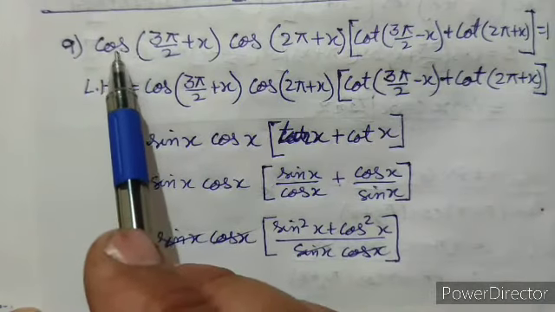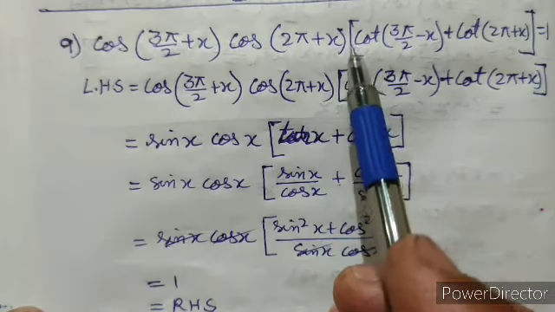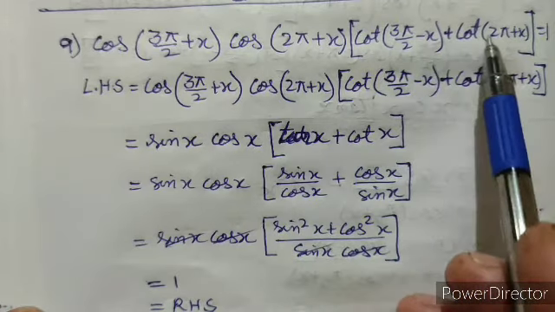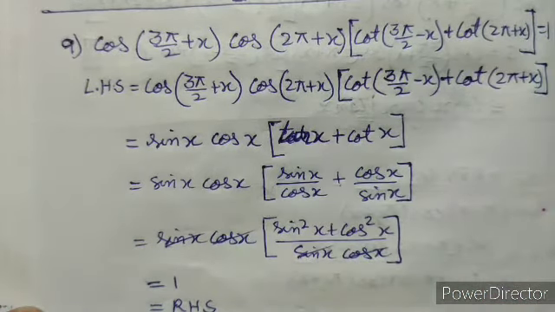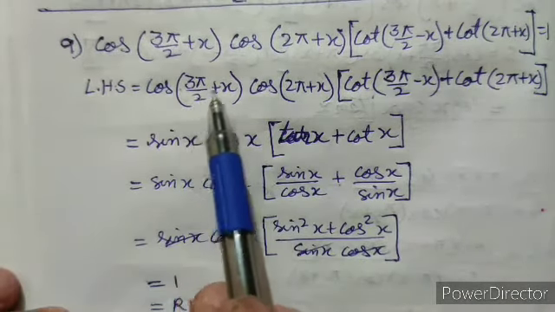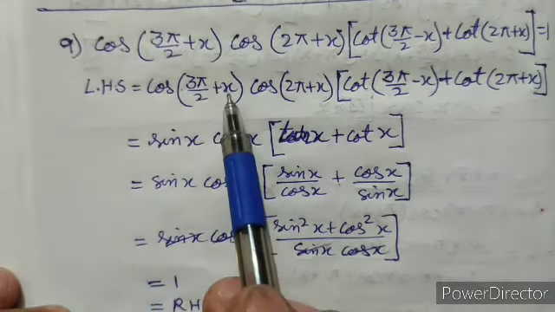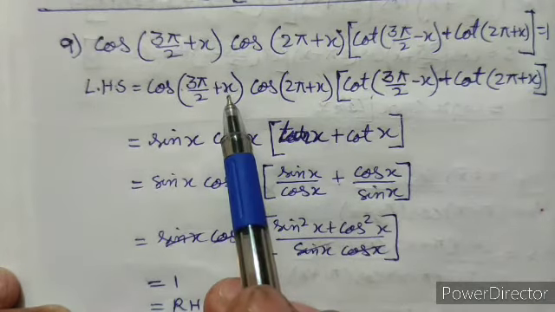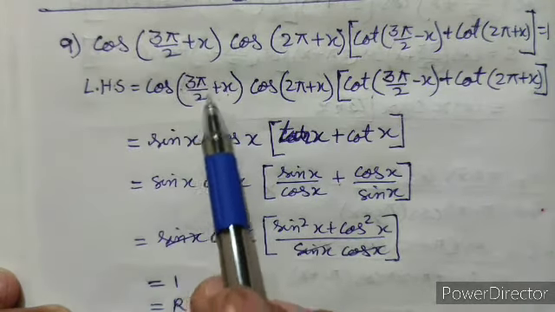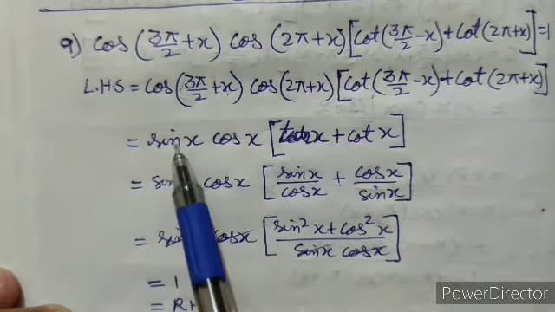In question number 9, we have to prove cos(3π/2 + x) into cos(2π + x) into [cot(3π/2 − x) + cot(2π + x)] is equal to 1. Now on taking the left hand side of the question, cos(3π/2 + x) lies in fourth quadrant, and cos is positive in fourth quadrant. Also the trigonometric function changes for 3π/2 ± x. So cos(3π/2 + x) will be equal to sin x.